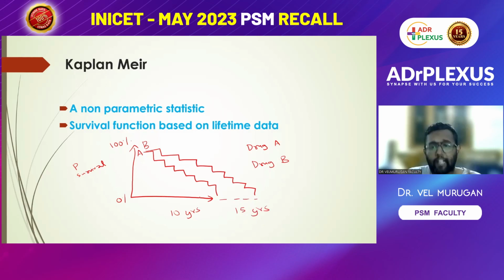So this survival analysis is a non-parametric statistic. Non-parametric means what? It does not follow a normal distribution. If it follows a normal distribution, it is parametric. If it does not follow a normal distribution, it is a non-parametric statistic. This Kaplan-Meier function is used to denote the survival. Mainly for survival data, we use this Kaplan-Meier curve based on the lifetime data.